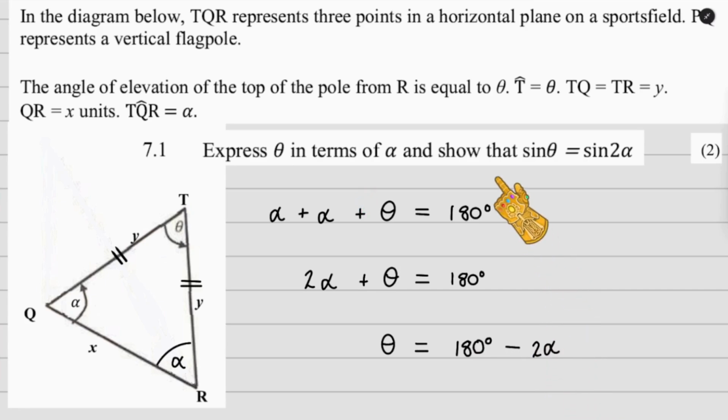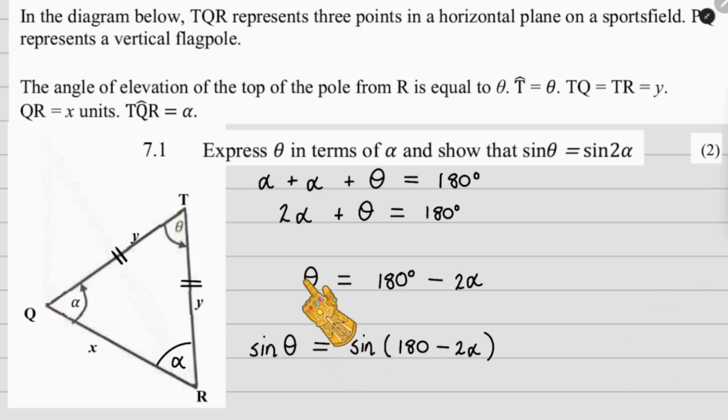And now we need to show that sine theta is equal to sine of 2 alpha. So it almost looks like this, but I'm missing sines. So what I do is introduce sine on both sides of the equation like this. In front of this theta, I just put a sine, and in front of this, I put a sine, but just make sure to wrap it in brackets.